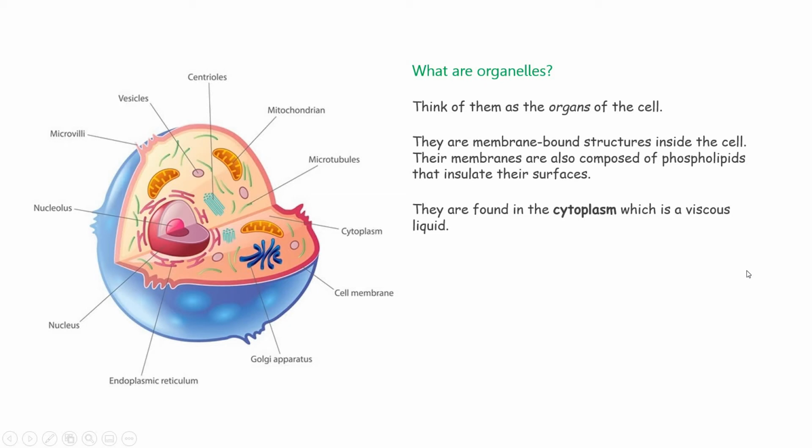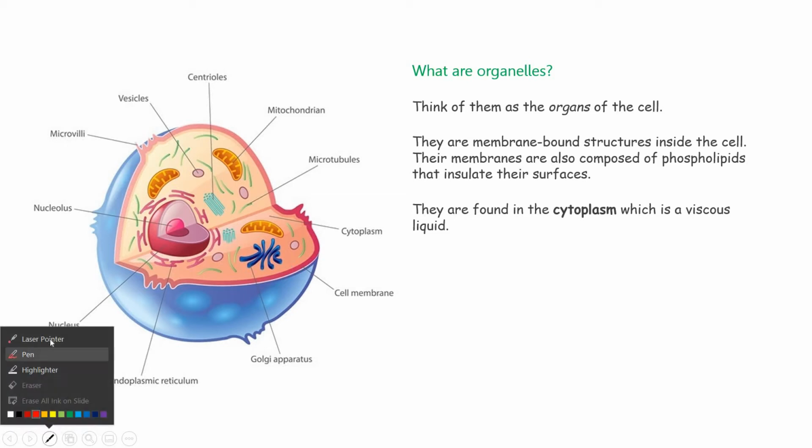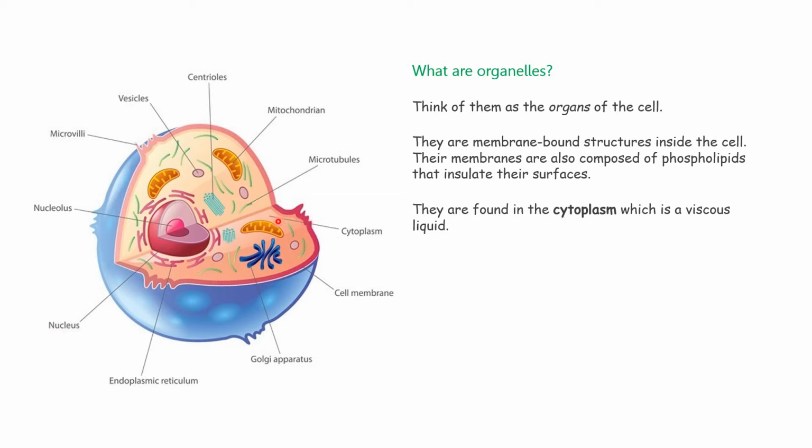Now they are found in the cytoplasm, which is a viscous liquid. The cytoplasm, as we see here, is liquid. This orangey thing, that's liquid. It's a viscous liquid. Some references say it's gel-like. Cytoplasm: cyto, cell; plasm, liquid. I don't know, pero that's how we think of it.